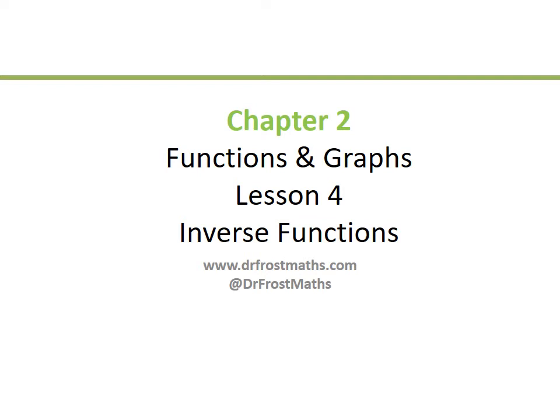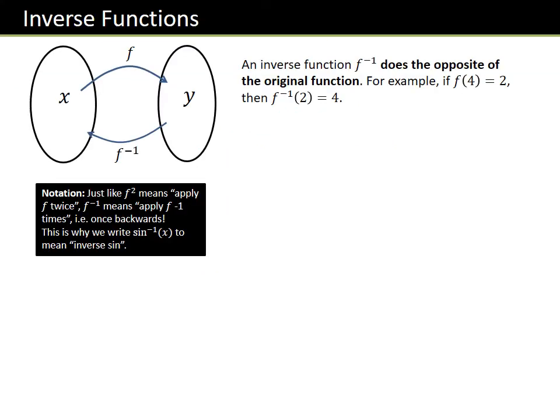This is lesson 4 of the Functions and Graphs chapter, and this is concerning inverse functions, so we're going to be going backwards today. If we think of a function as a mapping, we're going from x to y via the function f. So to go from y to x, we need to do the inverse. An inverse function, f to the minus 1, does the opposite of the original function. So if my original function was acting on the number 4 and I got the output 2, then my inverse function, when acting on the number 2, would give me the output 4.